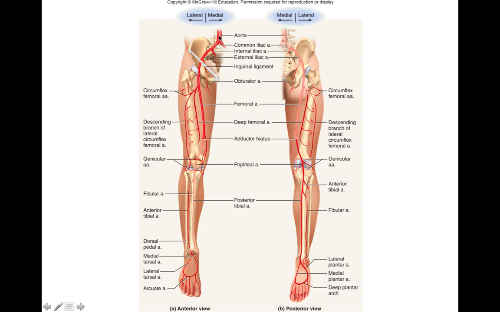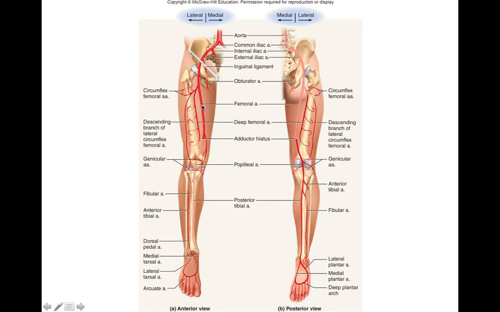Here's that bifurcation of the aorta where we just were, the common iliac artery, and then you have your external and internal iliac arteries. The external iliac artery is going to continue down the leg, and as it comes along the femur, we're going to change its name to the femoral artery.